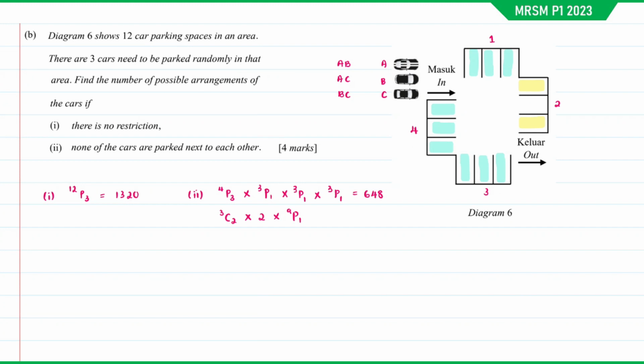So now let's say the parking lot number 3 is the parking lot with 2 cars. Then the same arrangement will apply again. So in total, there are 4 arrangements of 3C2 times 2 times 9P1. So we're going to multiply this arrangement with 4, which is equal to 216. So the total number of possible arrangement of the car that none of the car are parked next to each other, this will be 648 plus 216, which is equal to 864.